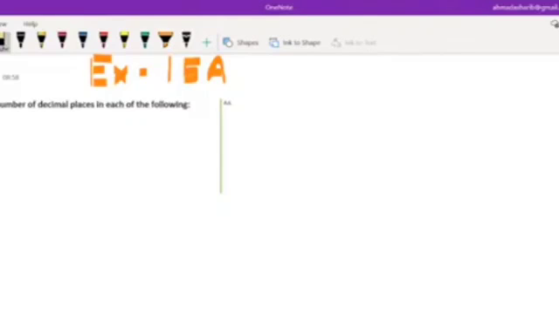So let us start question number 1. Question 1 is saying write the numbers of decimal places in each of the following. First of all, let me tell you, this is exercise 15A. The name of the chapter is decimal fraction, and this chapter is coming in third UT.